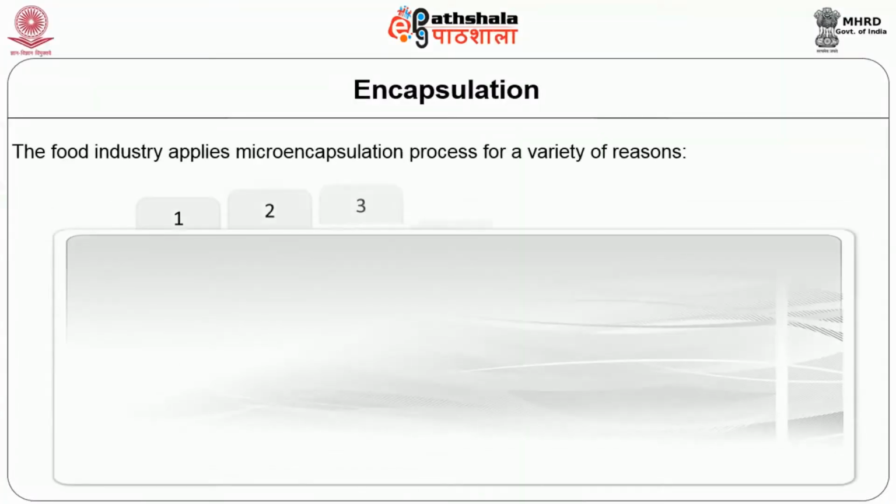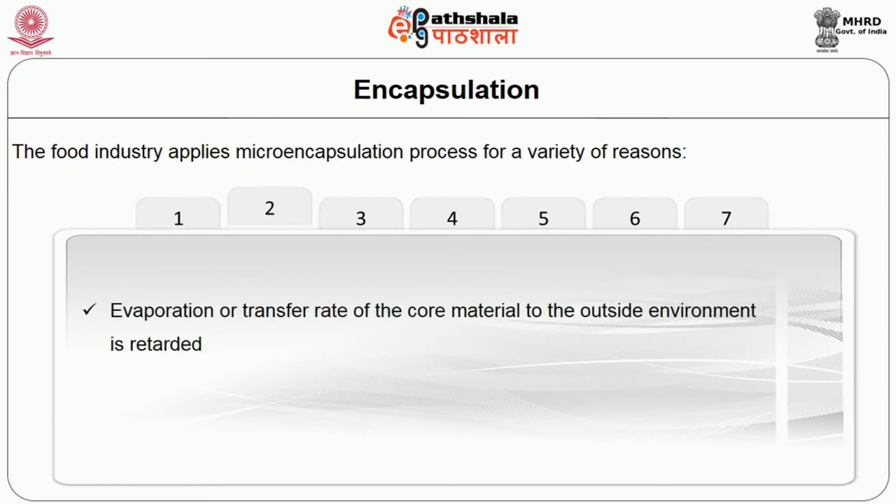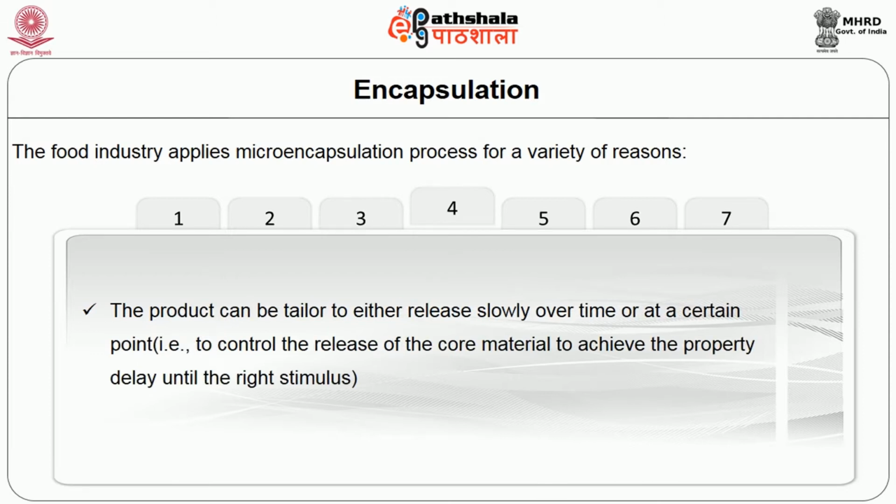The food industry applies micro-encapsulation process for a variety of reasons. 1. Encapsulation can protect the core material from its outside environment, and 2. Evaporation or transfer rate of the core material to the outside environment is retarded. 3. The physical characteristics of the original material can be modified and made easier to handle. 4. The product can be tailor-made to release slowly over time or at a certain point, that is, to control the release of the core material to achieve the property delay until the right stimulus.